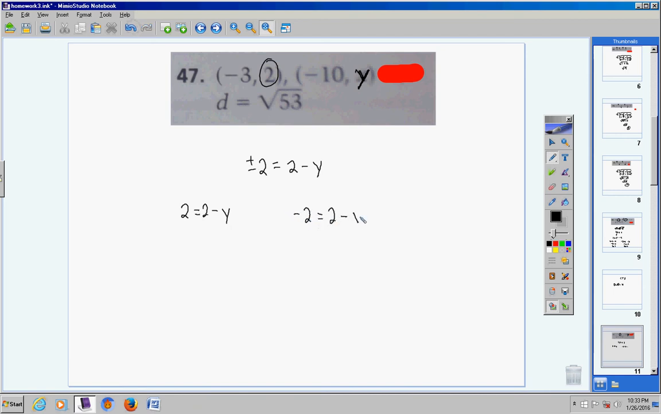Now, bring the 2 over and make it a negative 2. And we're left with 0 equals negative y. And of course, that means 0 equals y. Here, bring your 2 over, make it a negative 2. I get negative 4 equals negative y. If negative 4 equals negative y, then 4 equals y. And there we go. There's my two answers, 0 and 4.